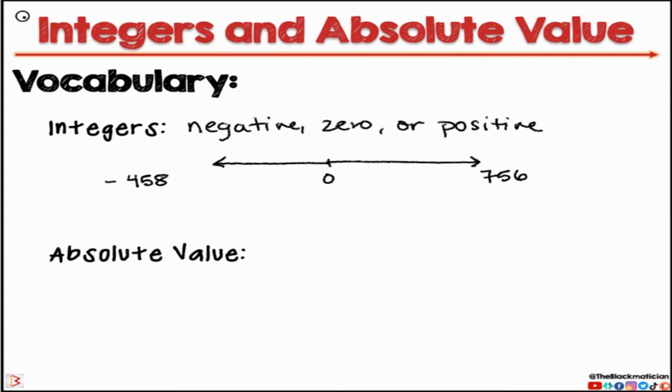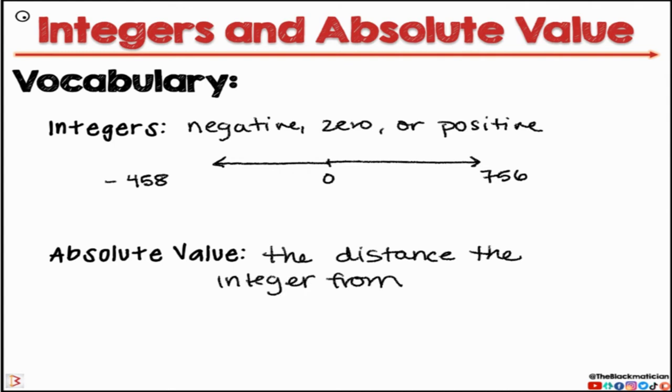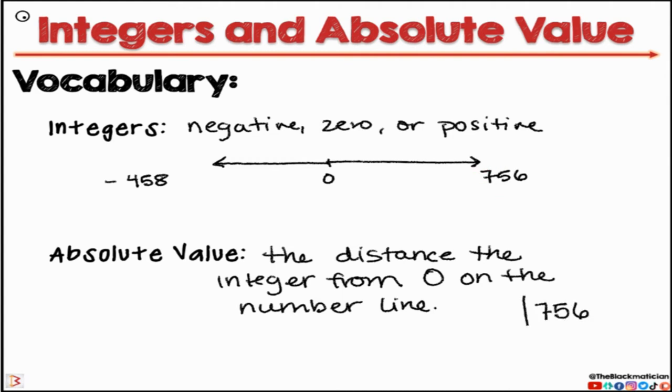The absolute value is the distance that that integer is from 0 on a number line. Okay, so the absolute value is the distance the integer is from 0 on the number line. And we use these two little brackets to tell us, hey, I need to know what the absolute value is. So for instance, if I was looking for the absolute value of 756, I would do 756, put our two brackets, and that tells me what's the distance that this number is from 0.